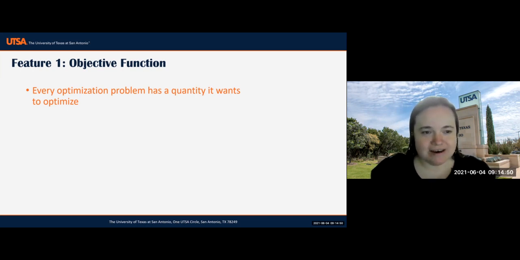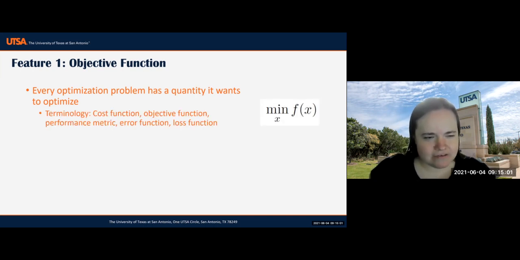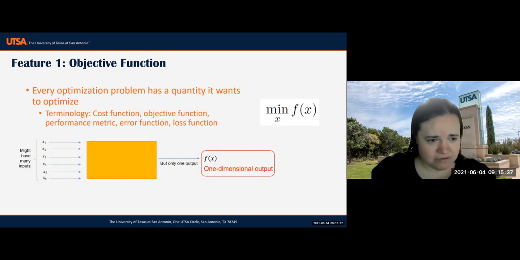The first feature is that every optimization problem has to have a quantity that you want to optimize. Depending on the area, you're going to encounter slightly different terminology about this quantity, but it's all just one function, one numerical output that you want to optimize, minimize or maximize, either way. That might be called the cost function, the objective function, your performance metric. In something like polynomial fitting or least squares, it might be your error function that you want to minimize. In neural network training, you might call it a loss function. In almost all cases, though, these are just going to be a single function.